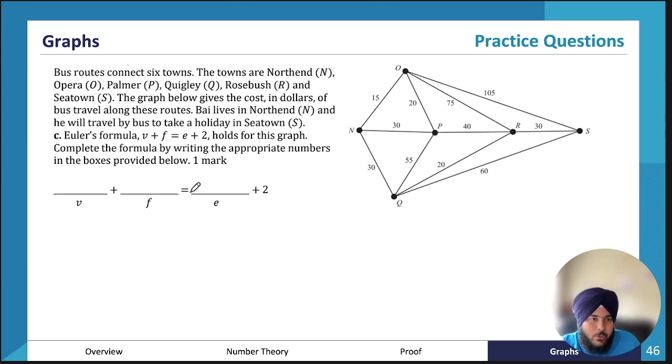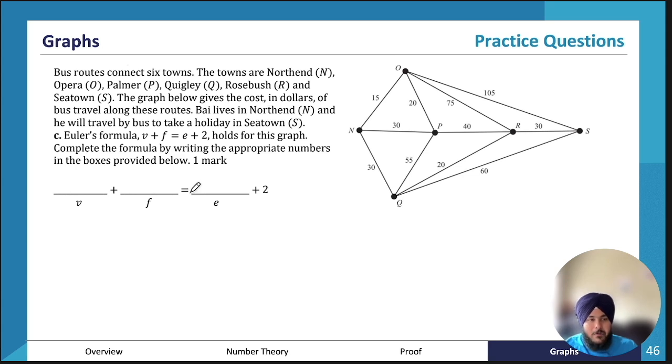Okay, bus routes connect 6 towns. The towns are North End, Opera, Palmer, Quigley, Rosebush, and Seatown. The graph below gives the cost in dollars of bus travel along these routes. Bai lives in North End, and he will travel by bus to take a holiday in Seatown. Euler's formula V plus F equals E plus 2 holds for this graph. Complete the following by writing the appropriate number in the boxes provided below.